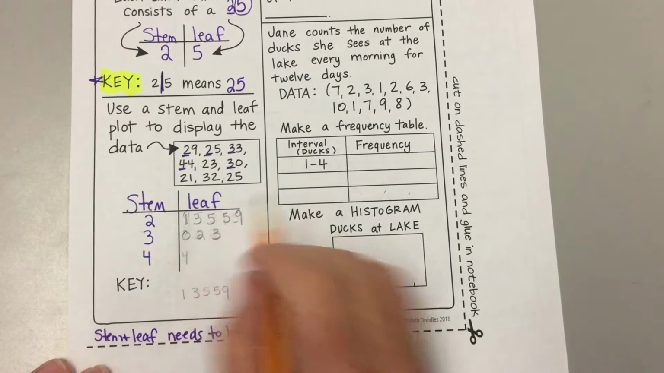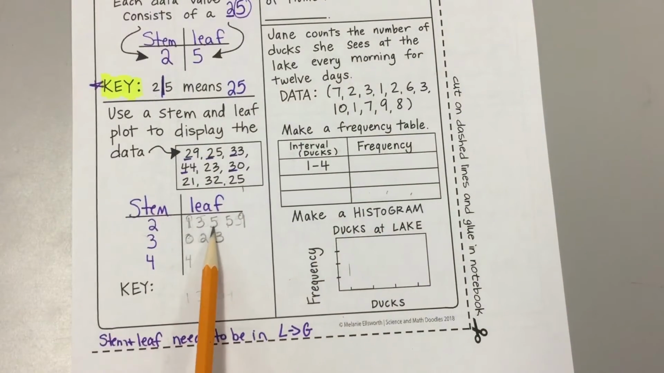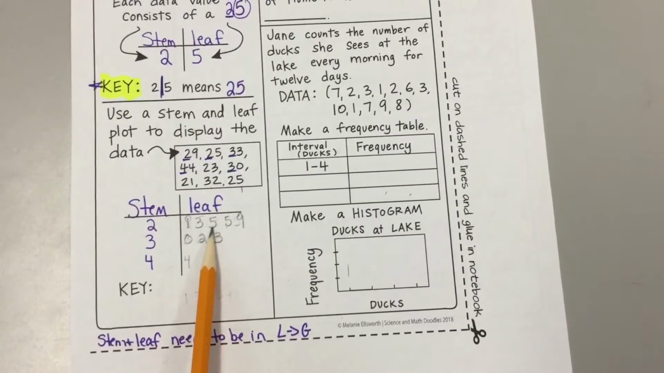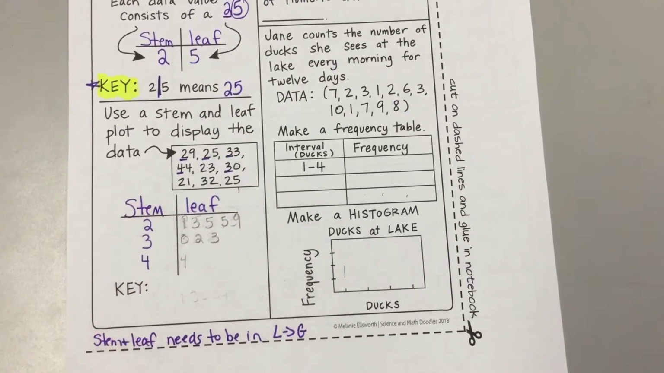Now, it's real common for someone to say, well, I already have a 25, so I don't need to write it twice. I have to write it. So however many leaves I have, that's how many numbers I'm going to have.